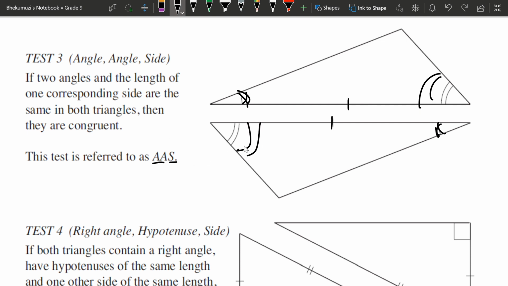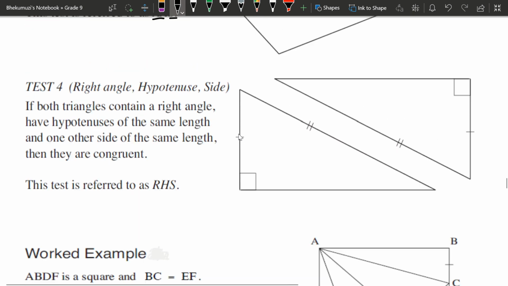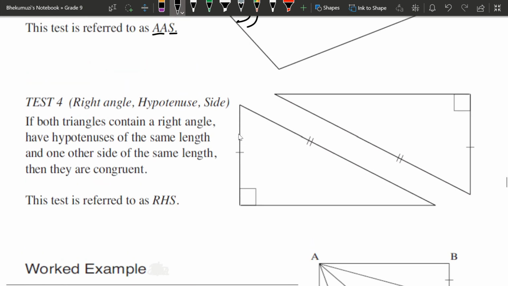And when you have that, then you also have congruency, right? Angle, angle, side. And then we have the last one, which is a special case where we have a right angle, meaning that it is 90 degrees, and a hypotenuse and a side, right? A hypotenuse, the longest side, and a side is any possible side that you could have.